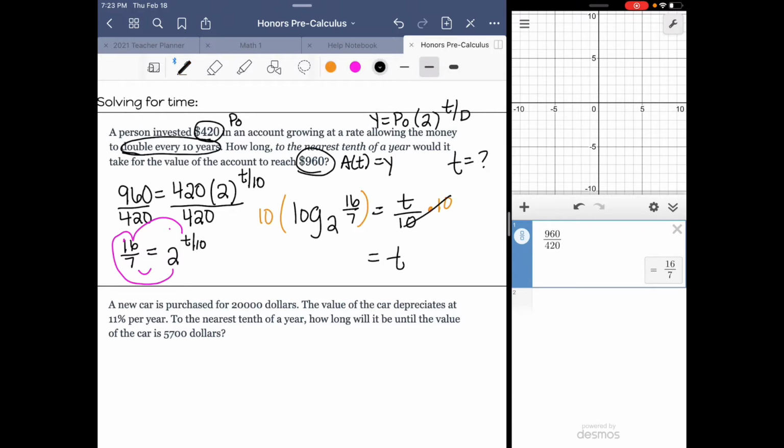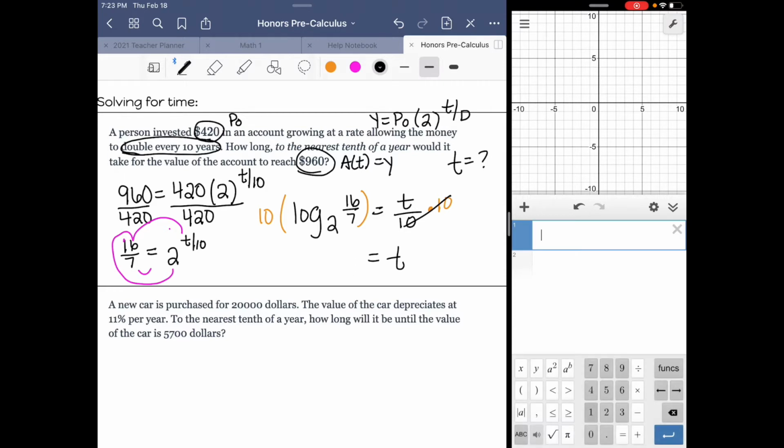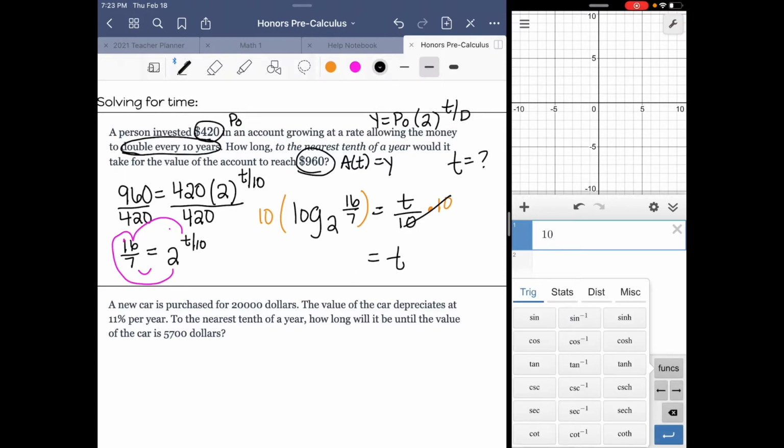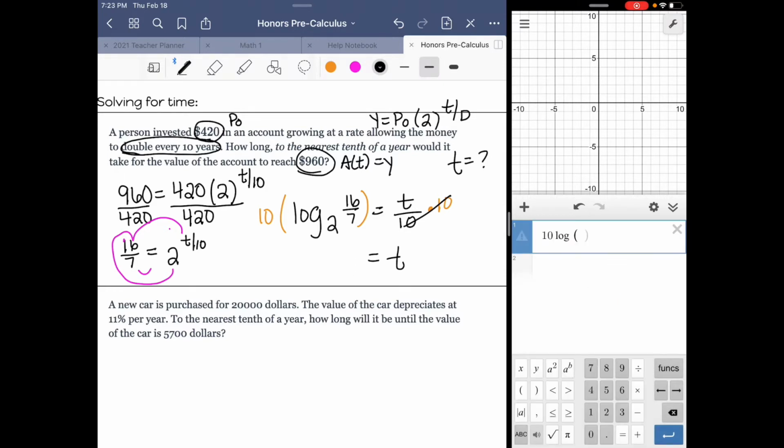Now we're going to put it all in the calculator at the final step to ensure we have the exact answer. 16 over 7, and we get that time was 11 point, and it says to the nearest tenth of a year, so 11.9 years. It took 11.9 years.